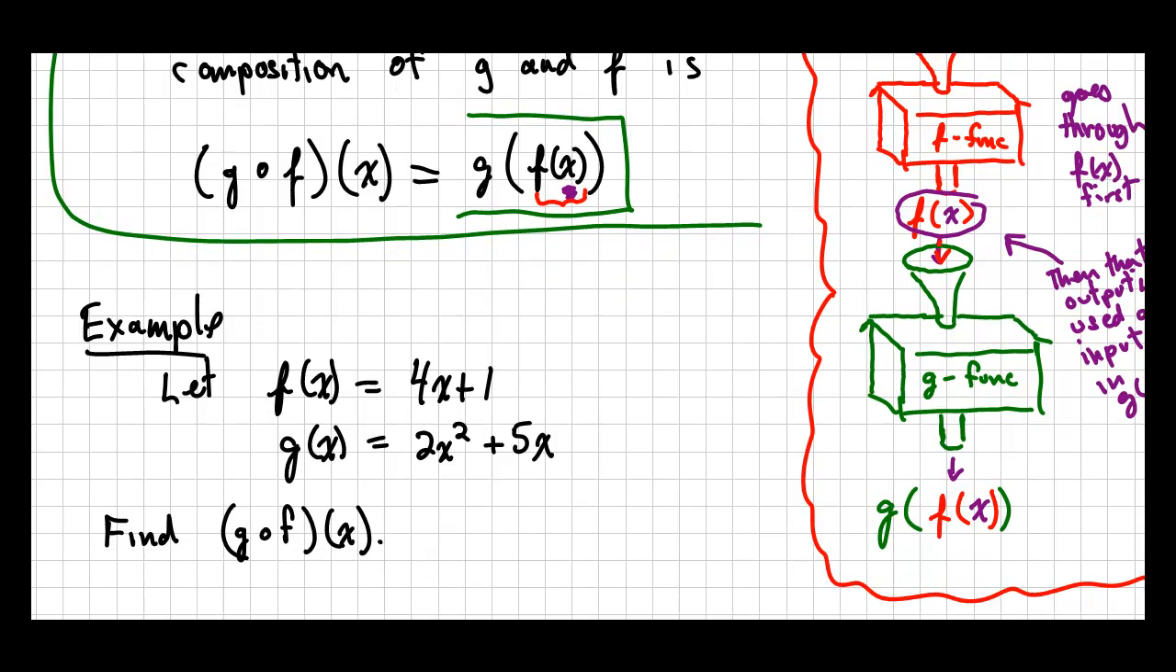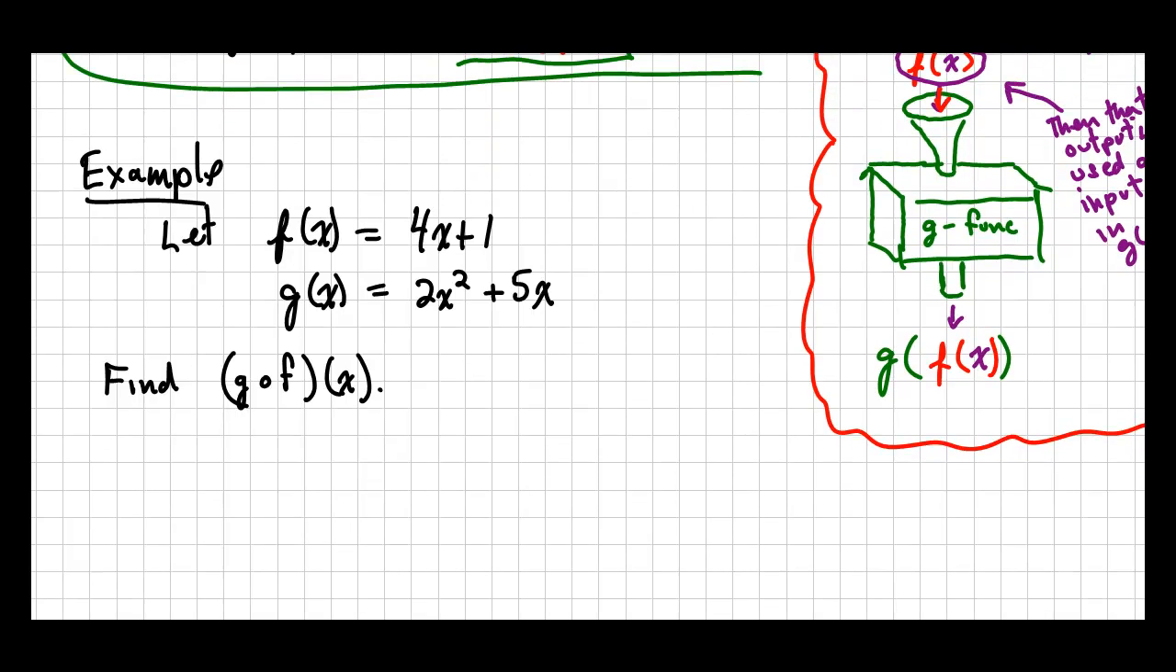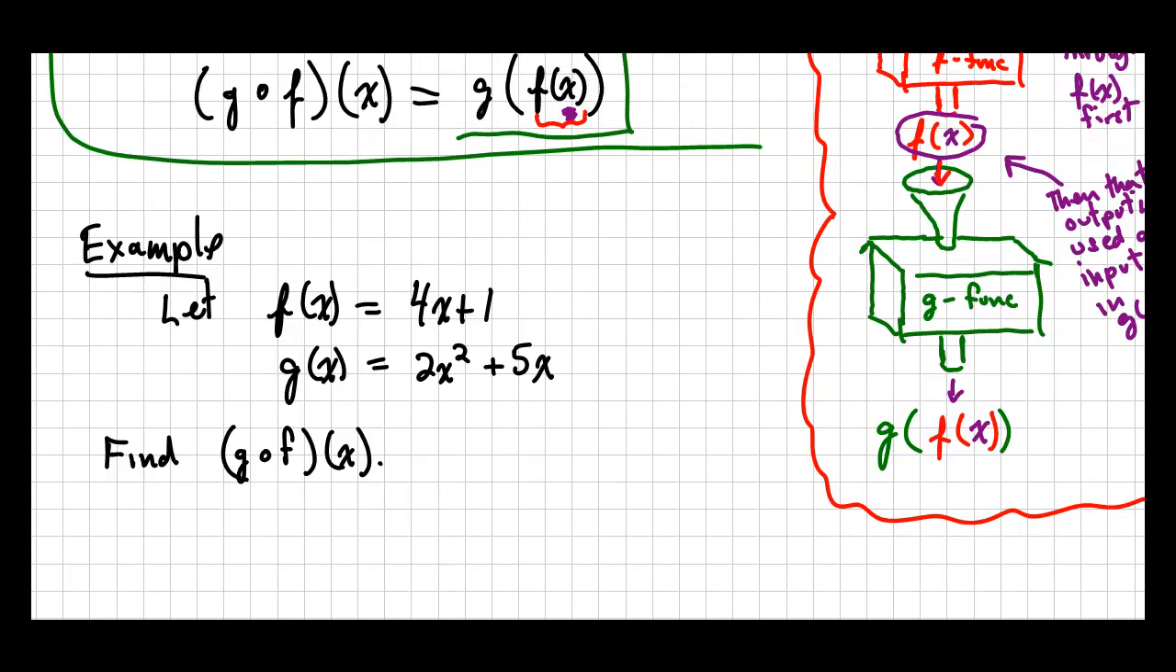So I've got two functions below here. We've got f of x equals 4x plus 1. And we've got g of x is equal to 2x squared plus 5x. So I'm asking to find g composed with f of x. So let's do that. We're going to follow this definition we have up above. So we're looking for g of f of x. That's what we want to evaluate.